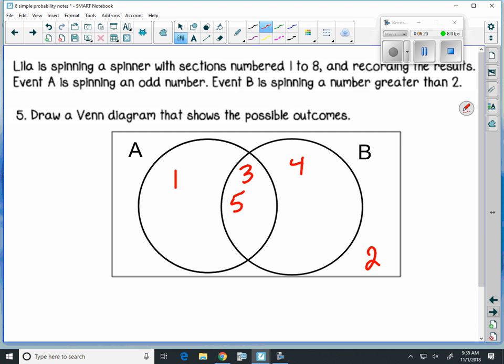6 is not odd, but it is greater than 2, so put 6 over here. 7 is odd, and it is greater than 2, so it's going to go in the middle. And then 8 is not odd, and it is greater than 2, so 8 will go over here.